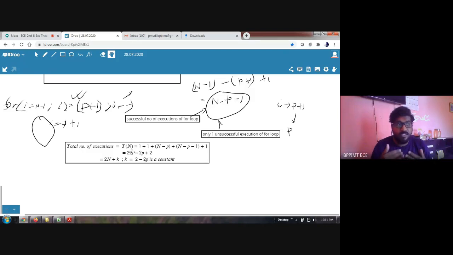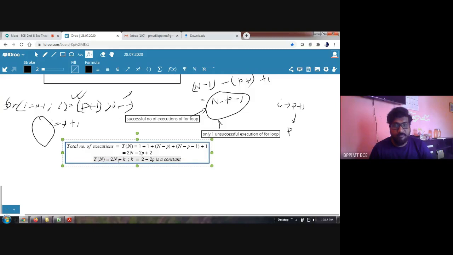Time complexity depends on the amount of data you are handling for the insertion operation. If you actually use a large data set, how much time does it take to perform a single insertion operation on that large data set? So time depends on the size of the data set. What is the size of the data set? Capital N, the amount of data. And how does it depend on capital N? The mathematical formulation we have derived is T(n) equal to 2n plus k.